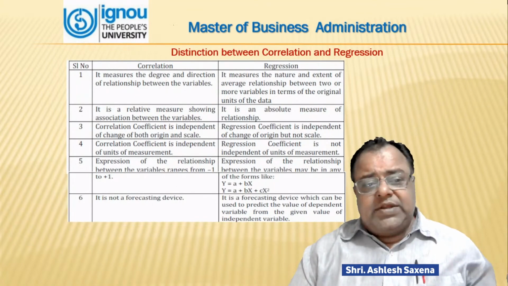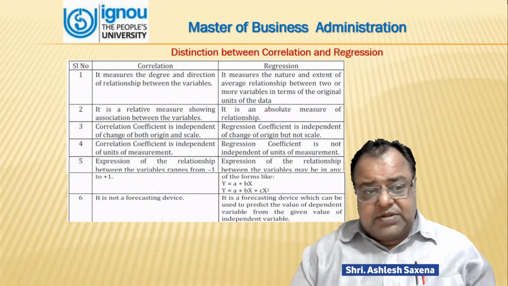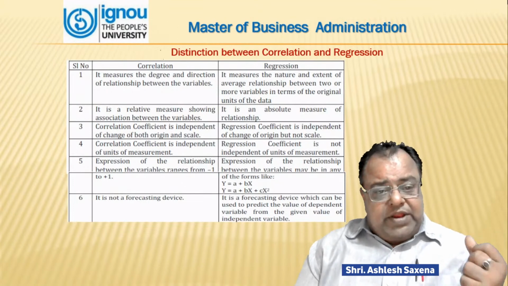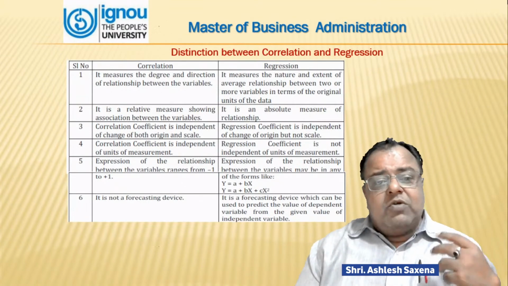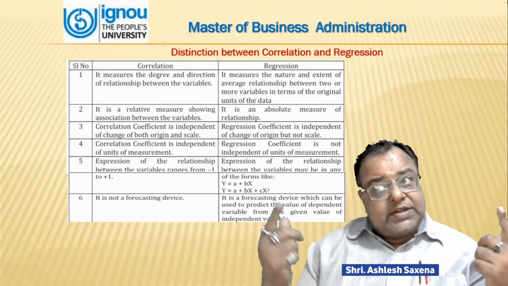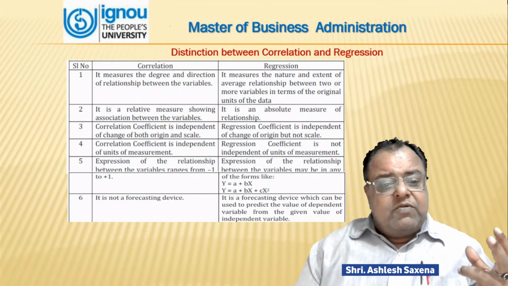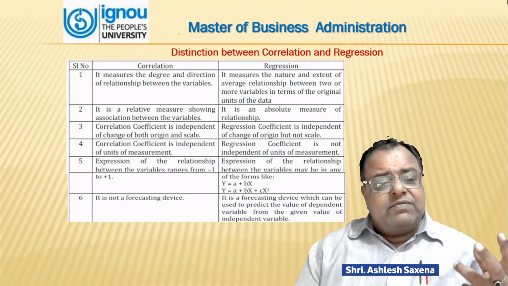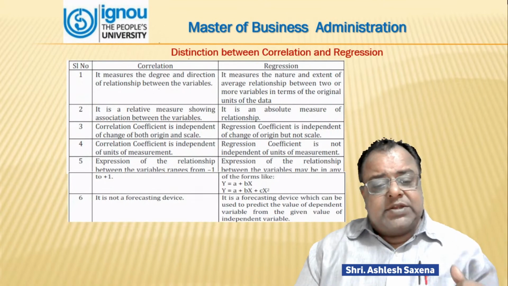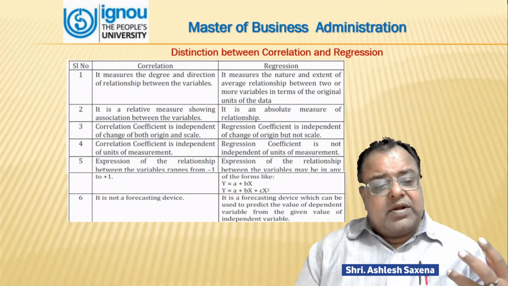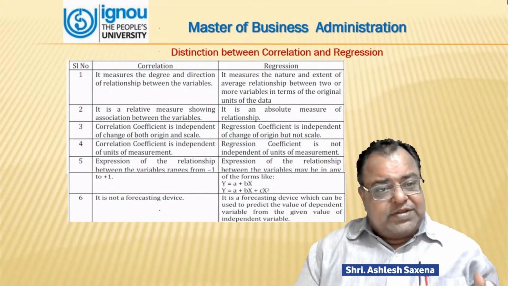As far as correlation is concerned, it measures the degree and direction of relationship between the variables. It is a relative measure showing the association between the variables. Correlation coefficient is independent of change of both origin and scale. Correlation coefficient is independent of the unit of measurements. The expression of the relationship between the variables ranges from -1 to +1, and it is not a forecasting device.